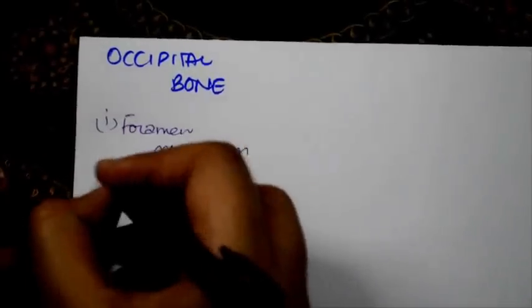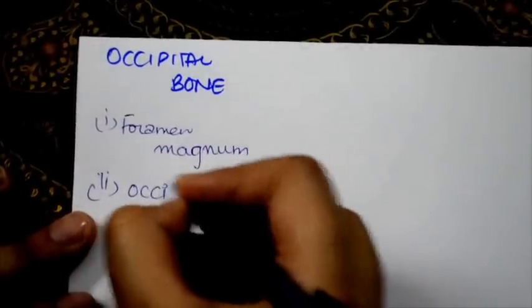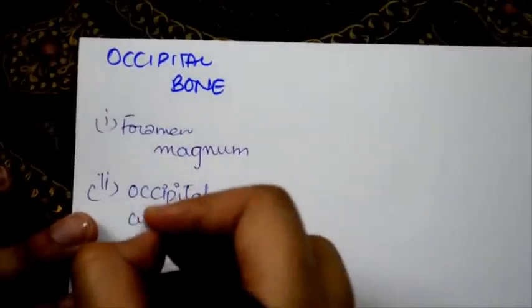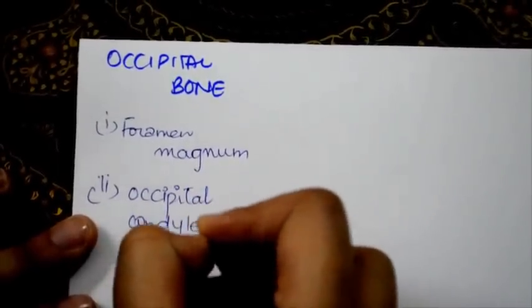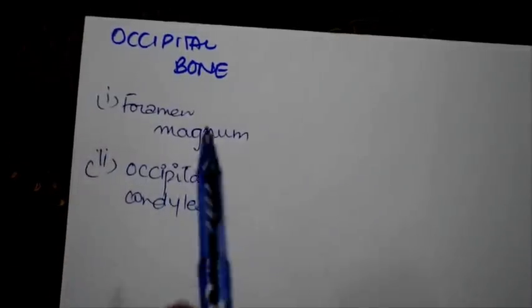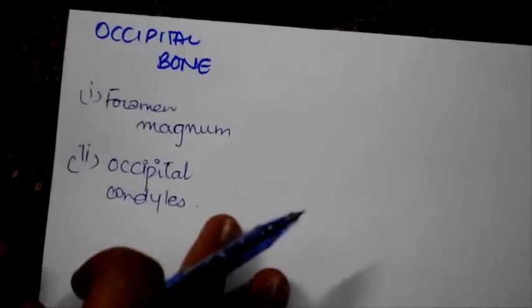And the second point that we need to know about it, we need to know a lot about it, but for now this is important, is the occipital condyles. These occipital condyles make a joint with the first cervical vertebra. The first cervical vertebra is called the atlas vertebra. So this actually makes a joint with that.